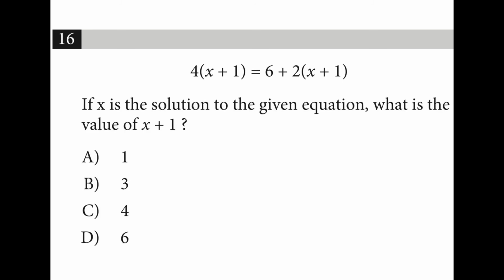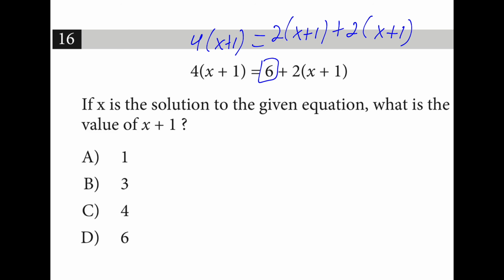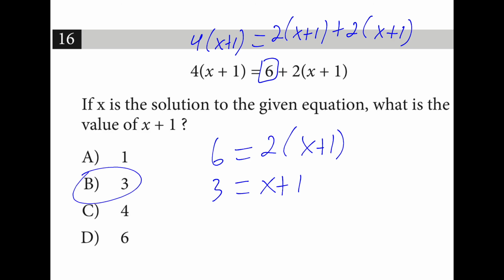So another way to think of this problem is that 4 times x plus 1 would be equal to 2 times x plus 1 plus another 2 times x plus 1. Because that would give you 2 plus 2 is 4. Instead, they give you this 6. So they tell you that 6 is equal to 2 times x plus 1. If I divide by 2, the answer is 3. Of course, you could solve for x and plug it back in, but this is another way of doing it.